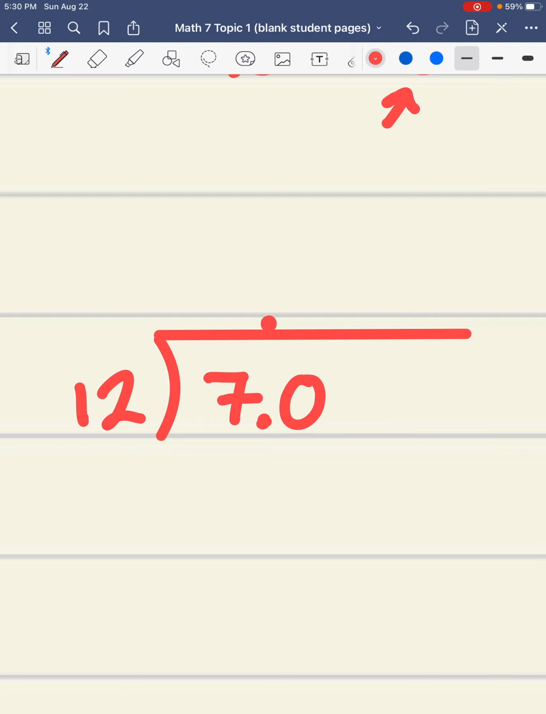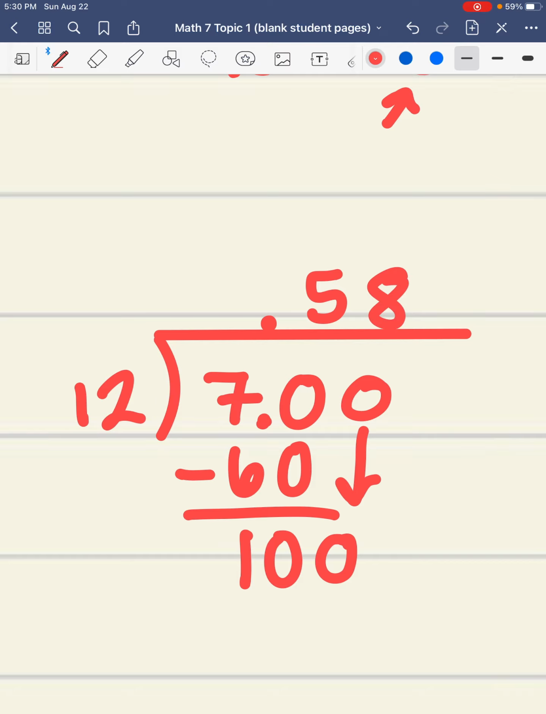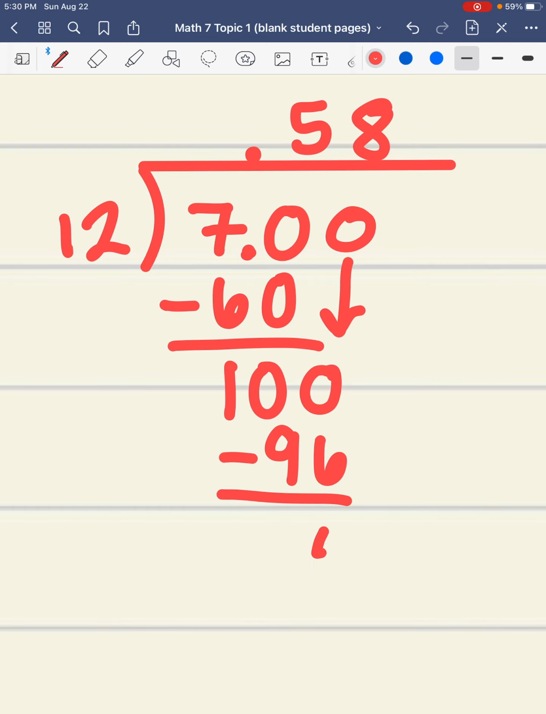12 goes into 70. It does go into 70. It goes in 5 times. 12 times 5 is going to be 60. 70 minus 60 is 10, and I'm going to add a 0 and bring that down. How many times does 12 go into 100? Well, 12 times 8 is 96. 100 minus 96 is 4. So I'm going to add a 0 and bring that down because we're not done.